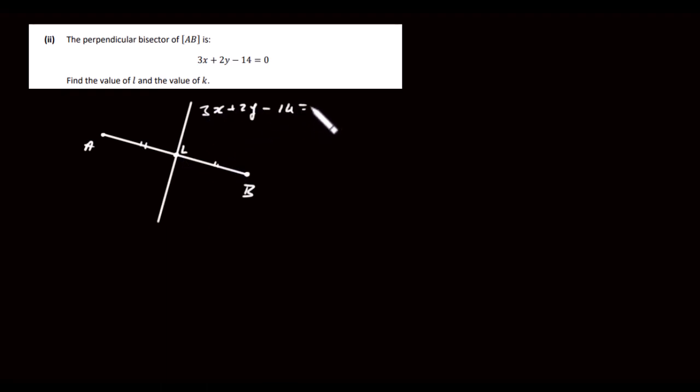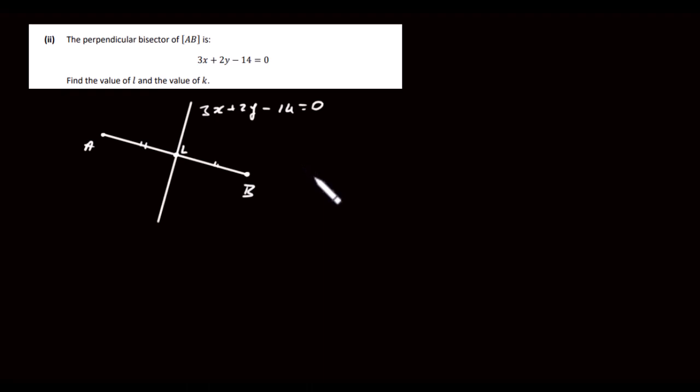Okay, next one then, the perpendicular bisector of AB is that line there. Find the value of L and the value of k. So we have line segment, let's say here A and B, and we have a perpendicular bisector, and this is the midpoint here of AB, and the equation of that line is 3x plus 2y minus 14 equal to 0. Now the midpoint of AB we know, so we know the midpoint is (2, (k plus L) over 2). So we know that point there.